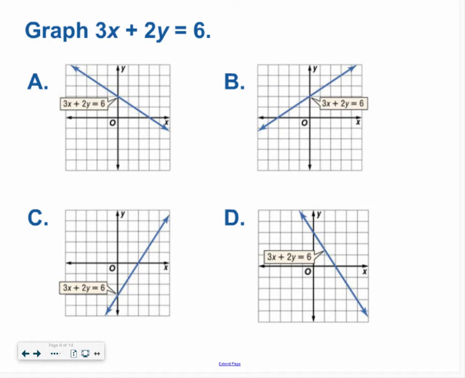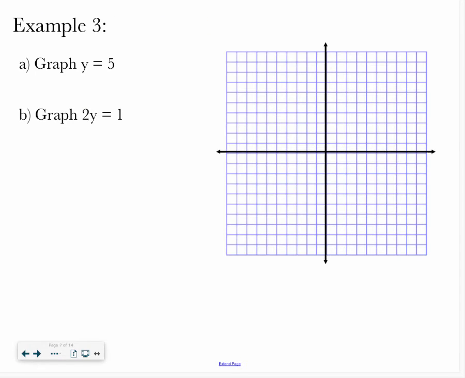Alright, go ahead and look to see if you can figure out which graph is correct for this one. Hopefully you determined that graph D was correct in this instance. Alright, example 3. We want to practice graphing y equals 5 and 2y equals 1. So I want to look, graph y equals 5.